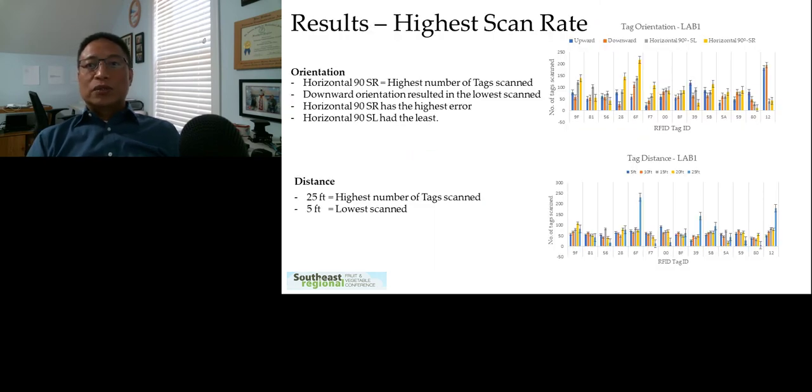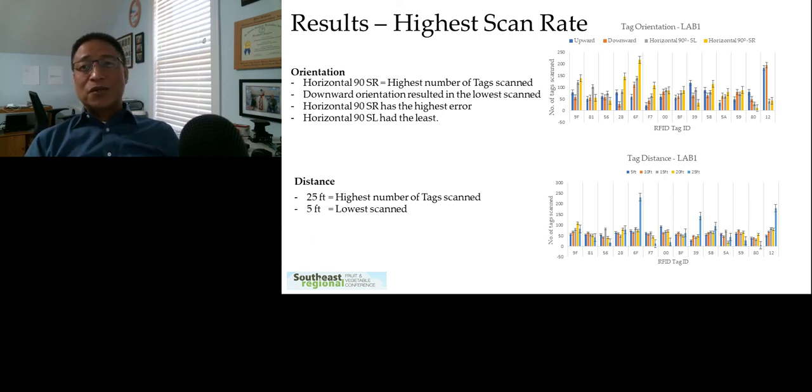This is the result of the number of tags scanned in relation to orientations from experiment number 1. The horizontal 90 degrees sideways right had the highest number of tags scanned, while downward orientation resulted in the lowest number of tags scanned. In addition, orientation at horizontal 90 degrees sideways right has the highest error, while the horizontal 90 degrees sideways left had the least.